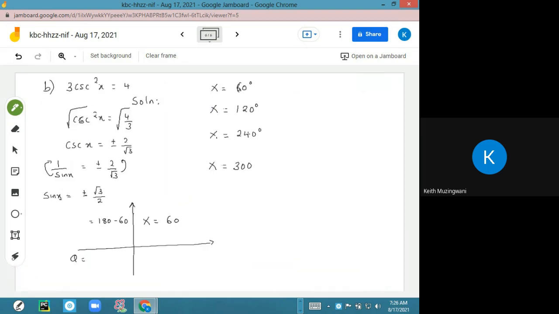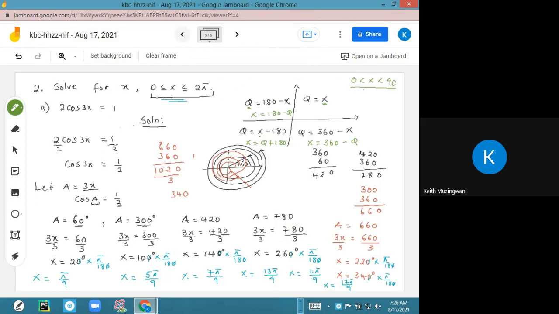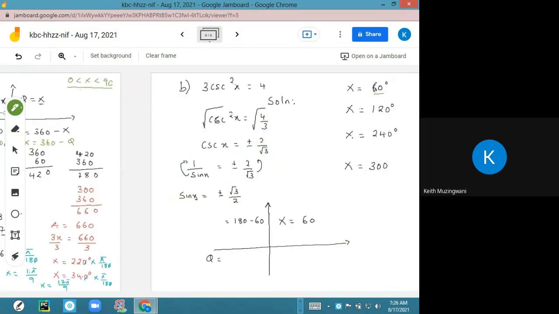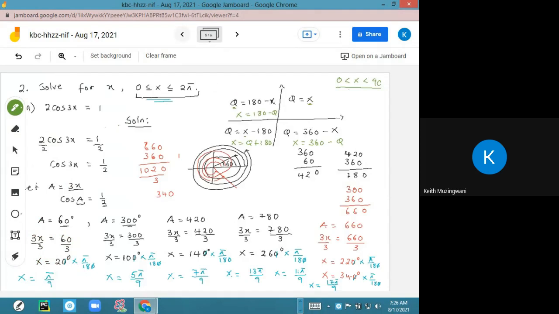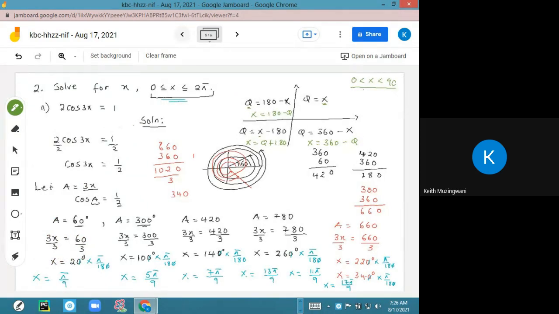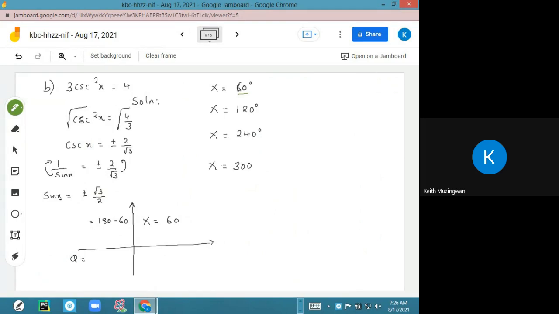So in our case, the reference angle is 60. We are looking for the angles whose reference is 60. In the second quadrant, it will be 180 minus the reference that we have, which is 60. We get 120. In the third quadrant, since we have 60, which is our theta, to get x, we must add 180. And so we added 180 to get 240. And then in the other one, we still subtract, so we get 300.